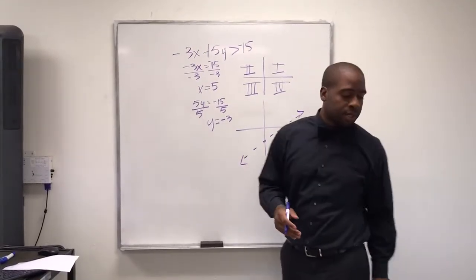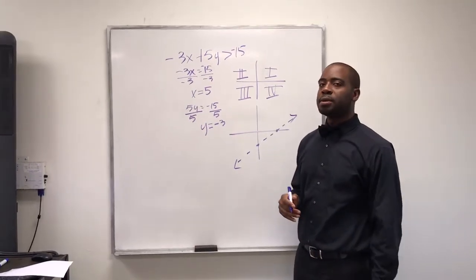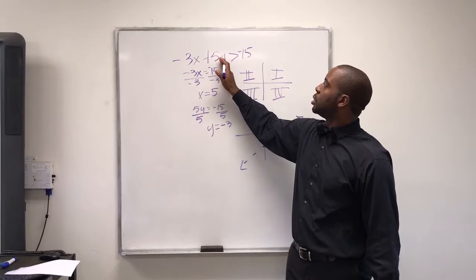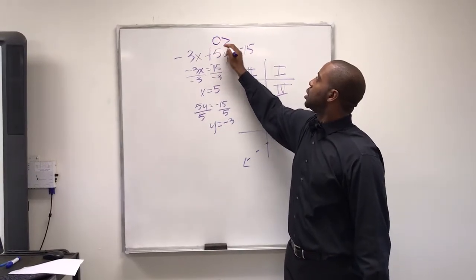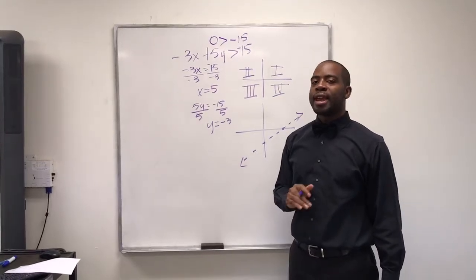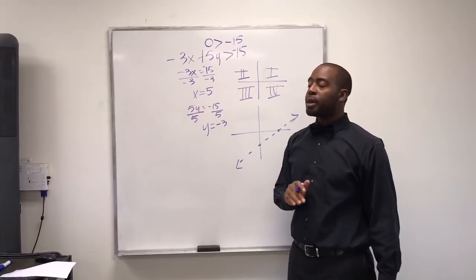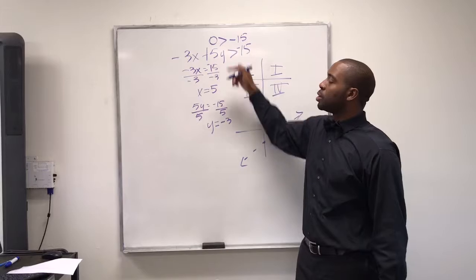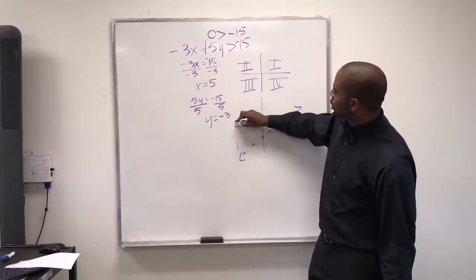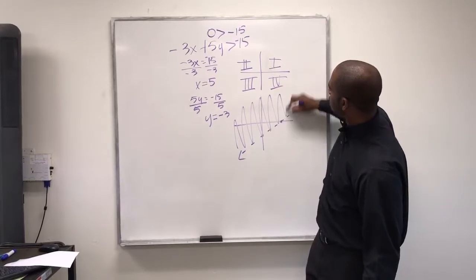Next, we need to determine what side to shade based on the testing point 0, 0. When we substitute x and y for 0, our statement is going to be 0 is greater than negative 15. Remember that 0 is greater than any negative number. With that being said, this is a true statement, so we're going to shade the side that includes the testing point 0, 0. So that's all of this being shaded here.